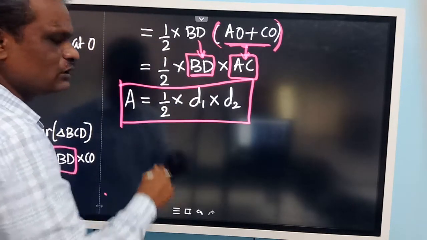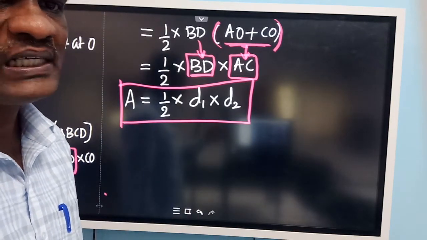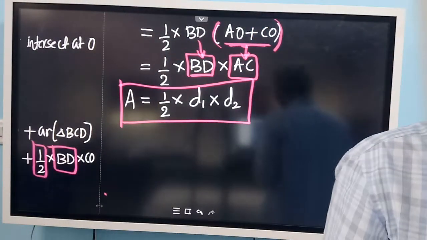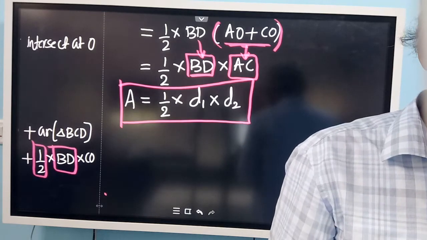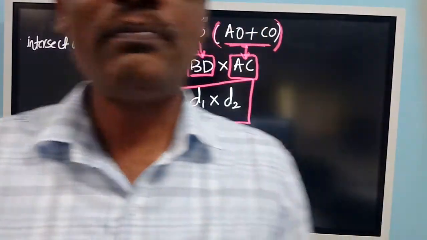Area of rhombus is equal to half into diagonal 1 and diagonal 2. You have to multiply both the lengths of the diagonals. You multiply the diagonals and divide by 2. Diagonal 1 into diagonal 2 divided by 2, that gives you the area of the rhombus.